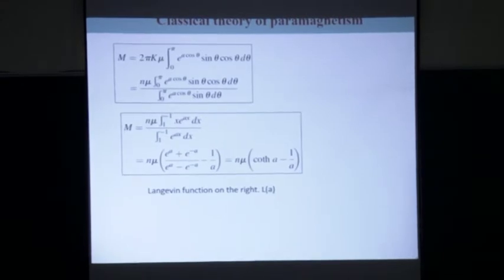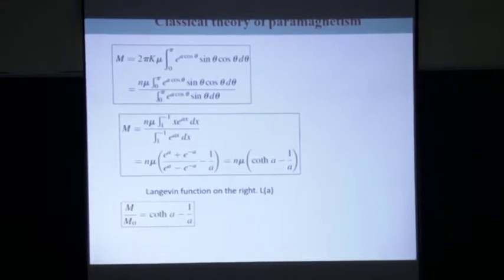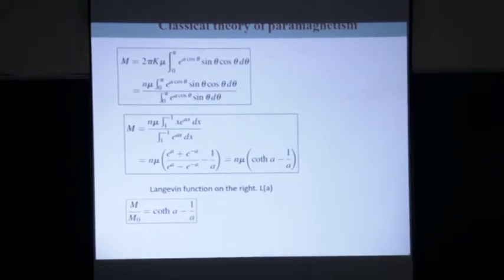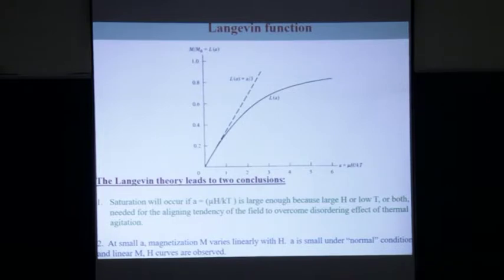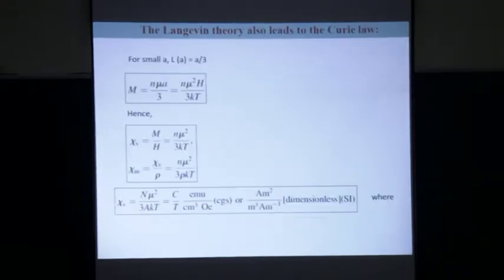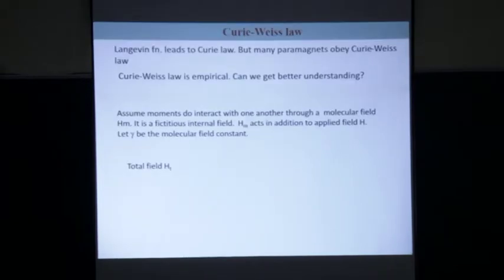So this is the Langevin function, correct? So we have M by M naught. This is a well-known relationship, which is the fruit of all the labor that we have put in. Okay, so now we move on to the quantum side.